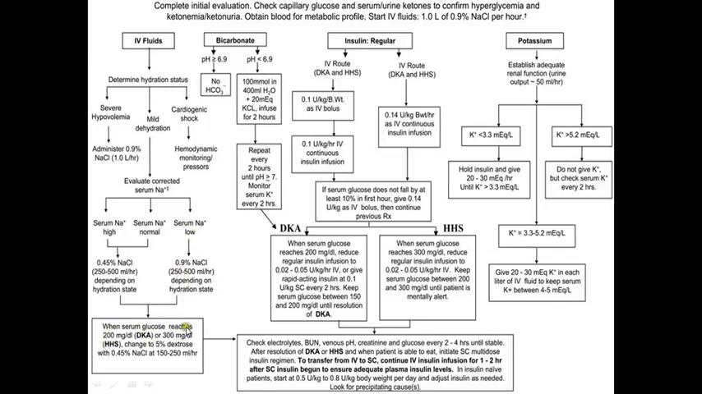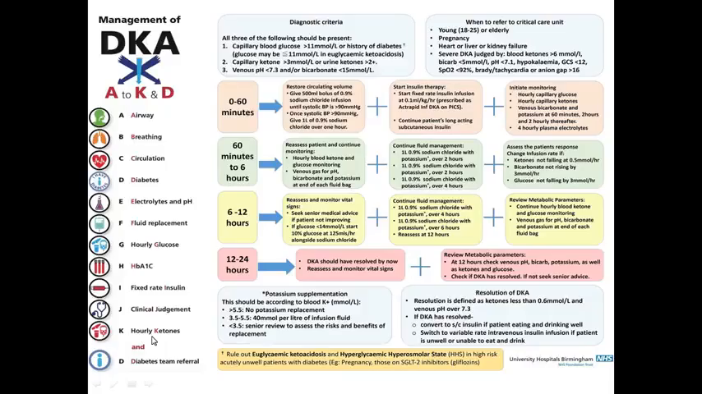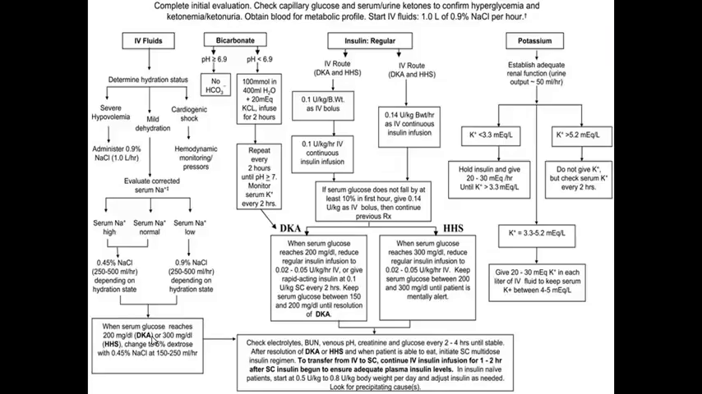Okay, when serum glucose reaches 200 for DKA or 300 for HHS, change to 5% dextrose with 0.45% sodium chloride. So these are different. Actually, the treatment protocol for DKA and HHS is a little different between the UK protocol and the American protocol. So this was NHS, the UK protocol, from the University of Birmingham, and this is the American protocol. So there is a difference between the two.